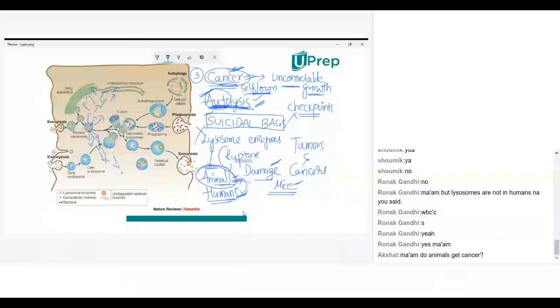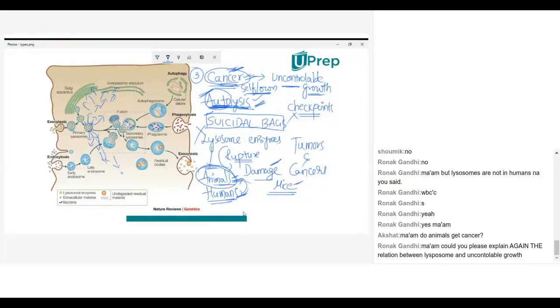Any doubts with the word autolysis? Ronak, do you have a doubt? Lysosome and uncontrollable. Uncontrolled.